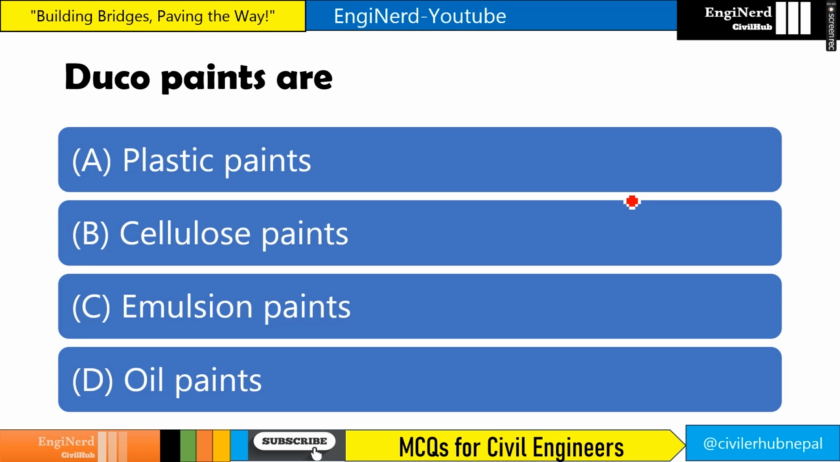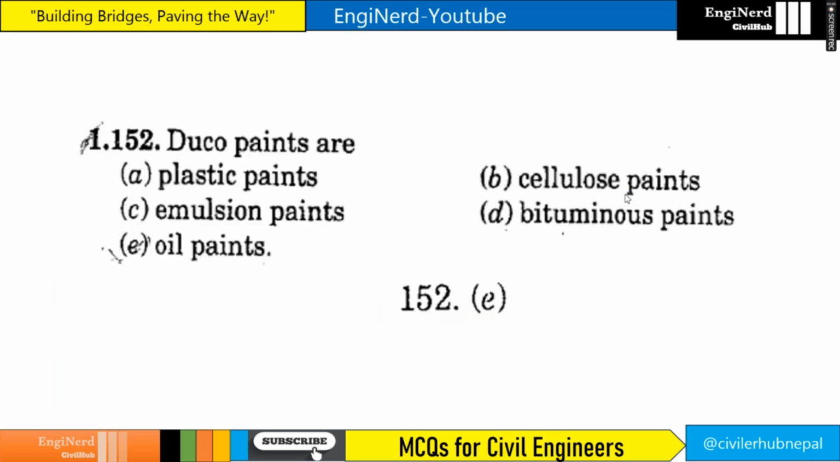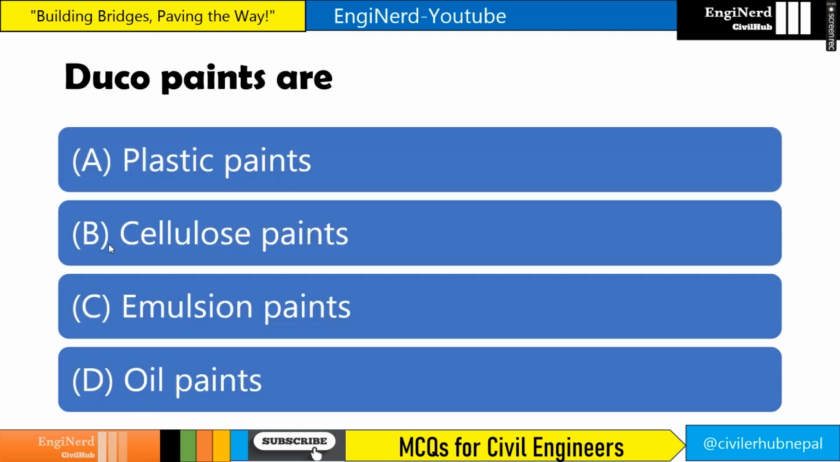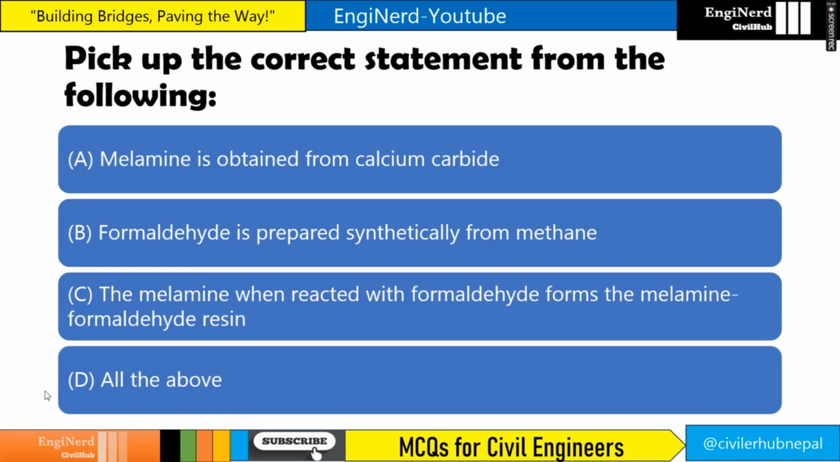Duco paints are, if you see here in the book of Agor, the answer is given as oil paints, but we know Duco paints is a patent form of cellulose paints, right? So it's up to you what you take between the cellulose paints and oil paints. Pick up the correct statement from the following. Melamine is obtained from calcium carbide. Formaldehyde is prepared synthetically from methane, and the melamine, when reacted with formaldehyde, forms the melamine formaldehyde resin.